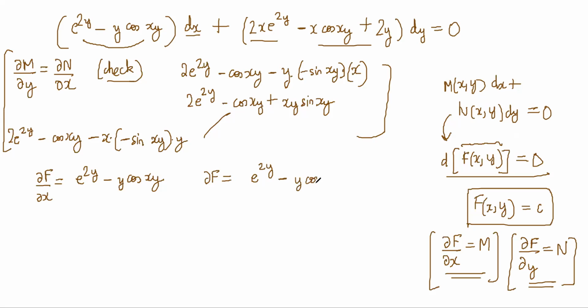To try to get my f, right? So I am writing it first like this, and I'm going to integrate it. Integrating it will give me f of xy is equal to integration with respect to x. So this is a constant, e power 2y into x. This is also a constant.